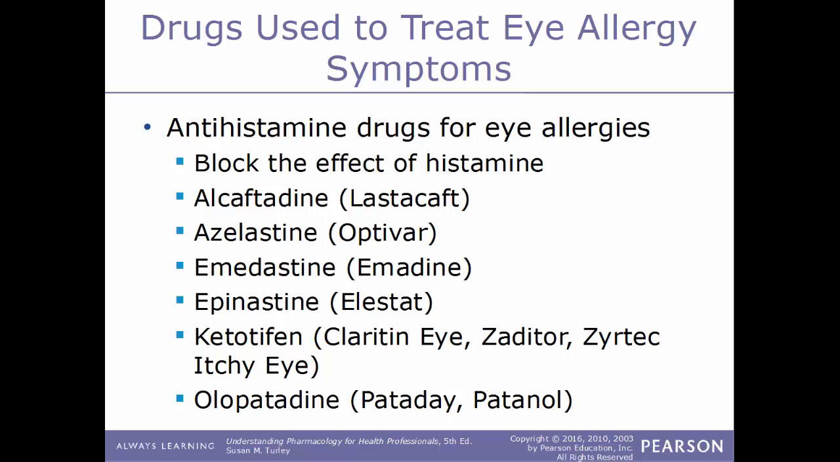There are various types of antihistamine drugs that are used for eye allergies, and these work because they block the effects of histamines. That's why they're called antihistamines. Here are some examples of this type of drug: alcaftadine, which is sold under the name Lastacaft; azelastine, which is sold under the name Optivar; emedastine, which is sold under the name Emadine; epinastine, which is sold under the name Elestat; ketotifen, which is sold under the name Claritin Eye, Zaditor, or Zyrtec Itchy Eye; and olopatadine, which is sold under the name Patanol or Pataday.